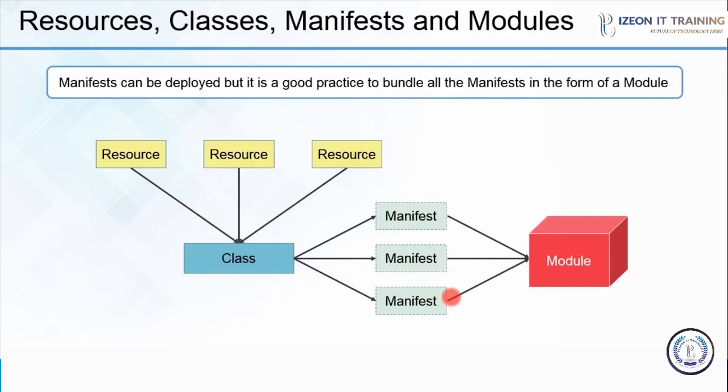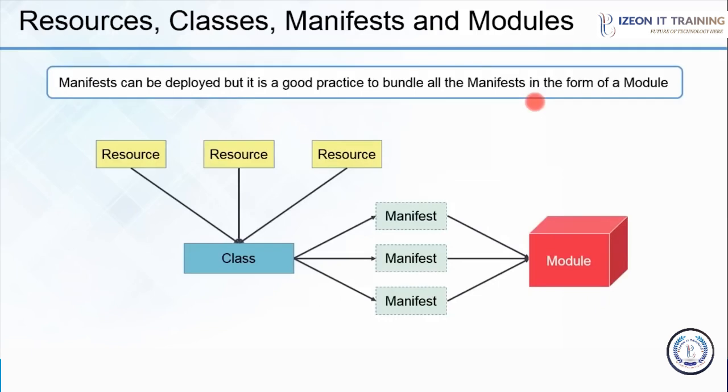Now, let me tell you guys, it is not mandatory that you will combine the resources and define a class. You can actually deploy the resources directly. It is a good practice if you combine the resources in the form of classes, because it becomes easier for you to manage. The same goes for manifests as well. And I'll tell you how to do that as well. You can write a Puppet code and deploy that onto the nodes. And at the same time, it is not necessary for you to bundle the manifest that you're using in the form of modules. But if you do that, it becomes more manageable and it becomes more structured, all right? So it becomes easier for you to handle multiple manifests.